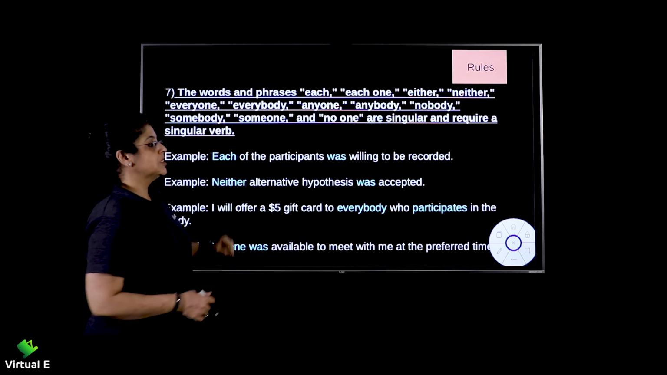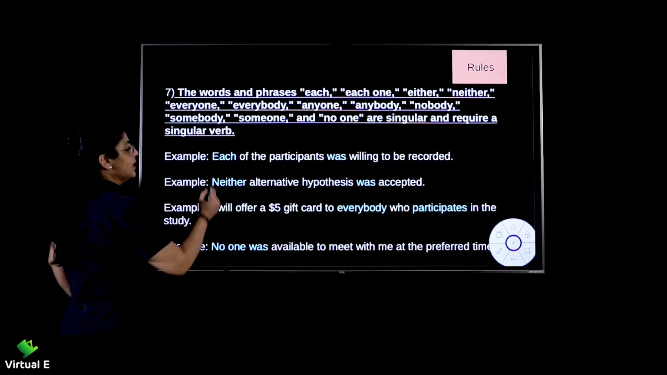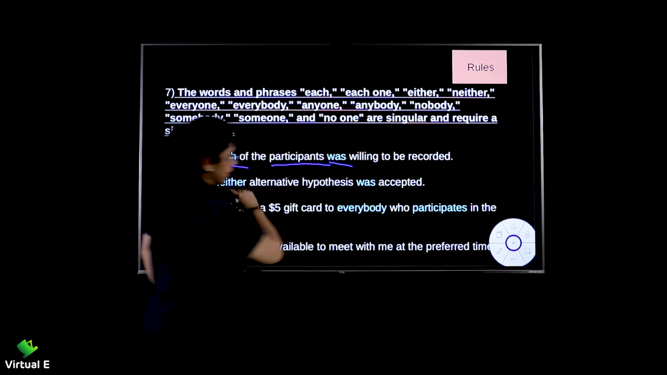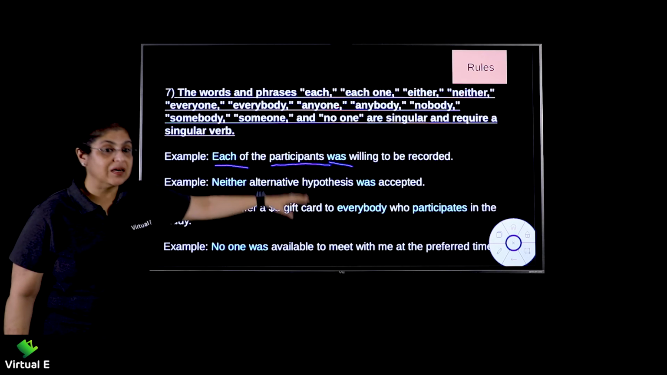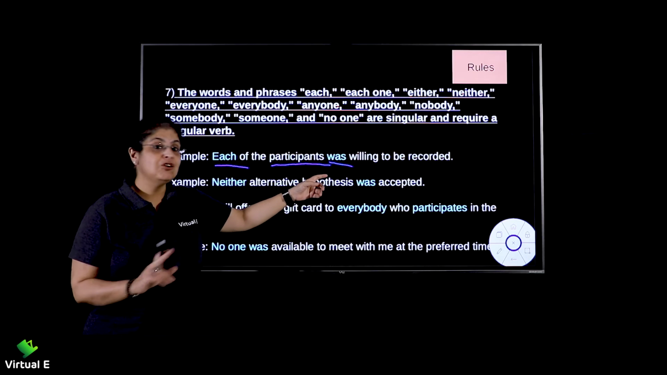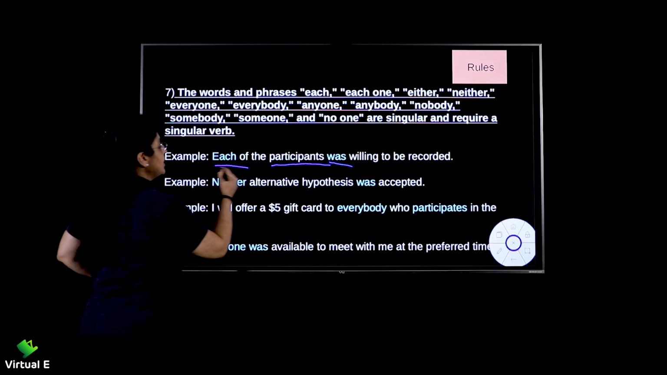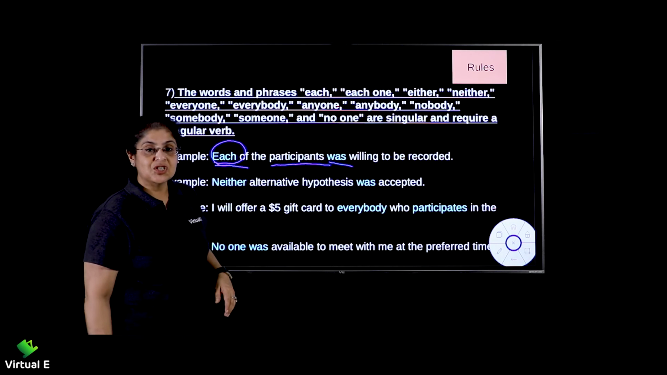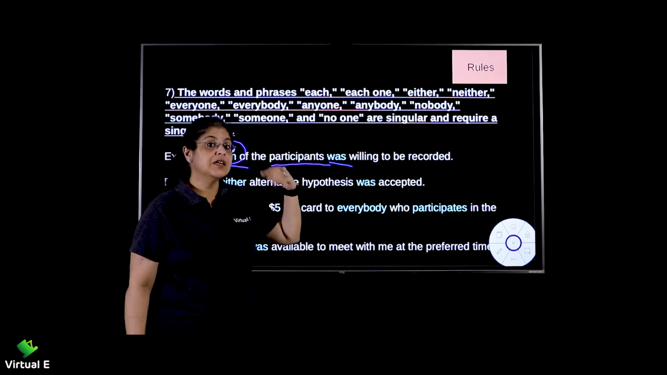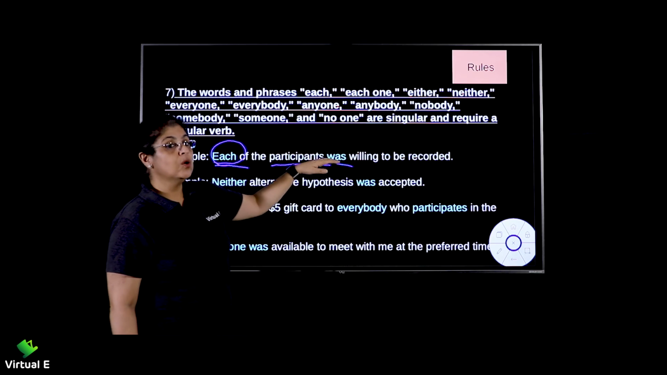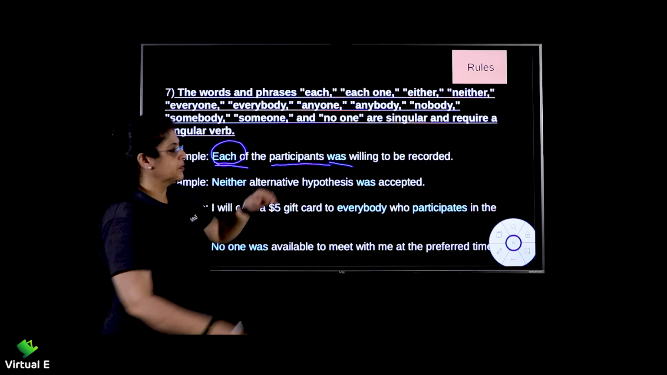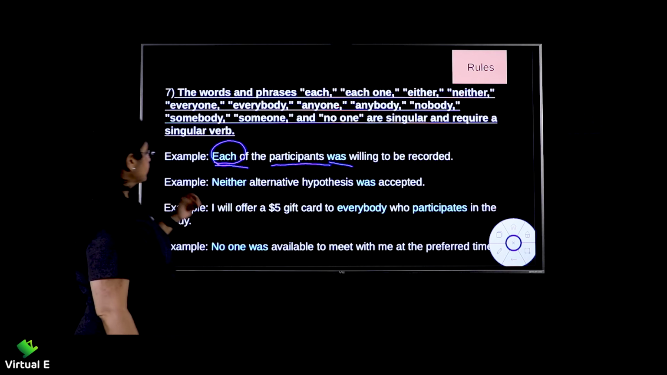Each of the participants was willing to be recorded. Now, please read very, very carefully. Each of the participants was. Participants were, no. Why? Because we are looking at each. We already said each will take a singular verb. Were is plural, right? So it will go was. Each of the participants means each and every participant was willing to be recorded.